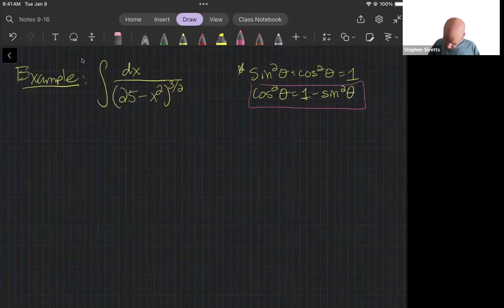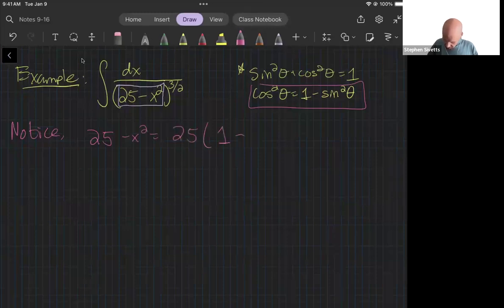This is going to be important later on because most of the work is going to be rewriting the quantity 25 minus x squared to match up with these terms on the right-hand side of this equation. So notice, 25 minus x squared is equal to 25 times 1 minus x squared over 25, and so this equals 25 times 1 minus (x over 5) squared.